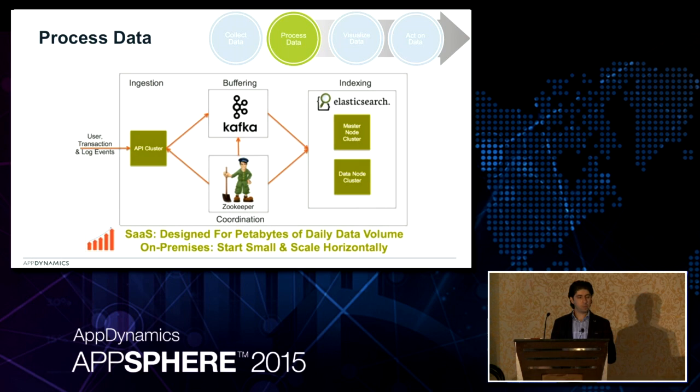So our platform in SaaS has been designed to support petabytes of data volume daily. And for on-prem, you can start small, and then you can scale it horizontally to as many nodes as you want, based on your architecture and the amount of data you are sending to our platform.